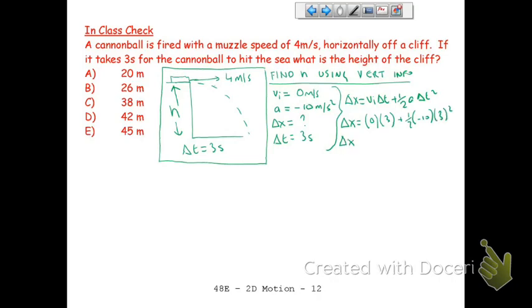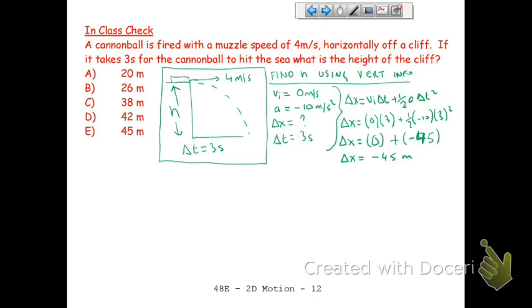So delta x is going to equal 0 plus minus 15 times 5, 75. Am I right? It's going to be 45. Oh, 3 threes are 9, sorry. And 5 nines are 45. That's going to be minus 45 meters.